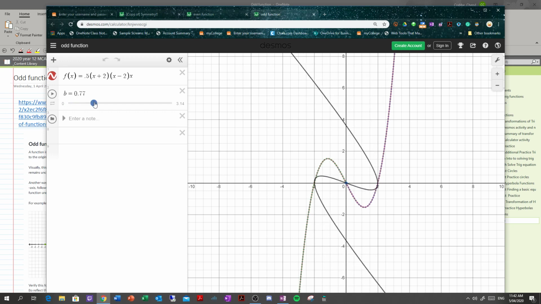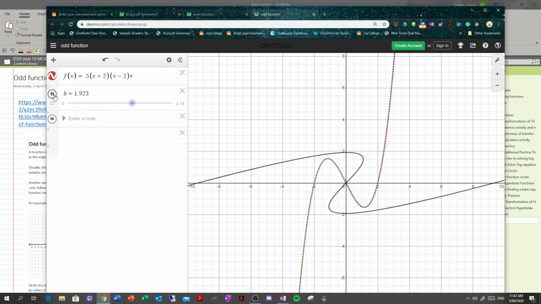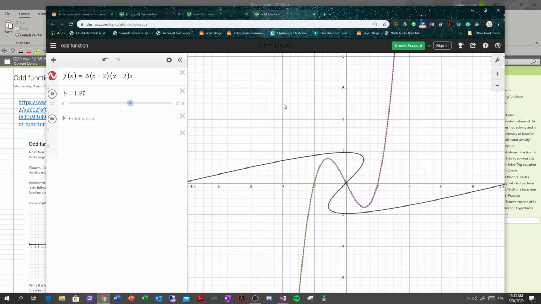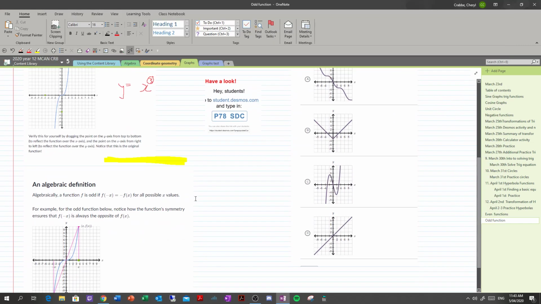So I flip it around the y-axis. That's not even. It doesn't have that kind of symmetry. But then I flip it again, and this time I flip it around the x-axis. It has what we call rotational symmetry of 180 degrees. So if something has rotational symmetry of 180 degrees, we call that an odd function. And so we need to find graphs that have that kind of ability. Cubics definitely have that kind of ability.